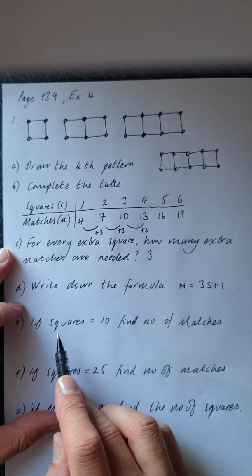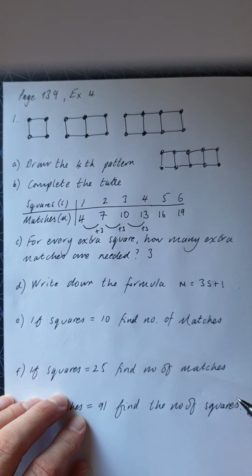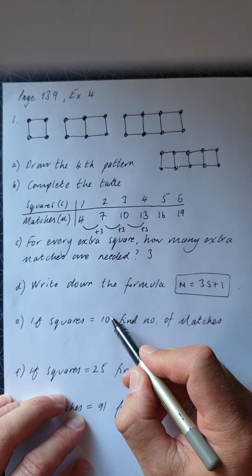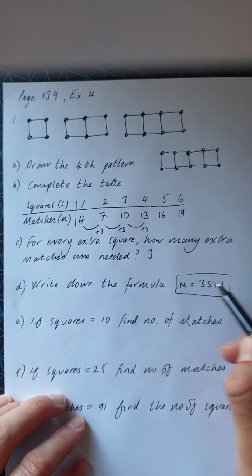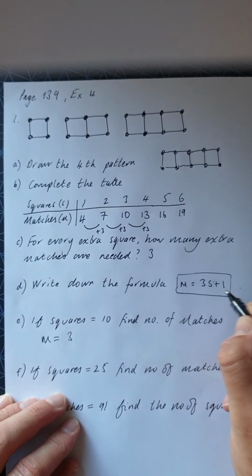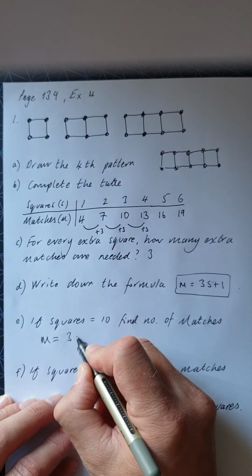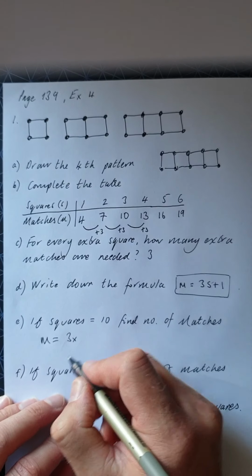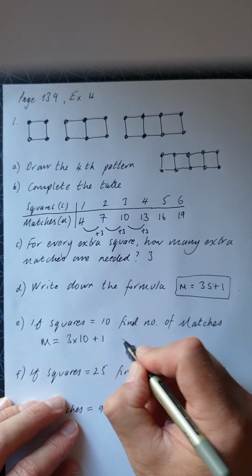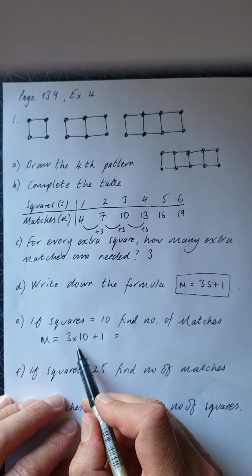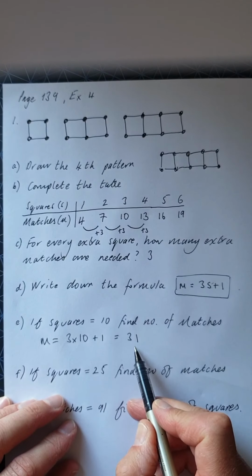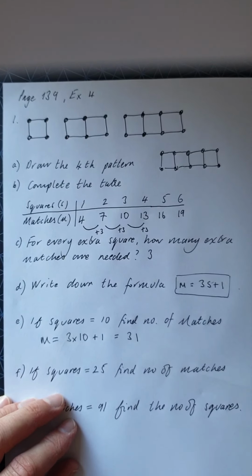Okay, the next bit, it says if you have 10 squares, how many matches do you need? Well, that's why we got the formula. We're being told that the number of squares is 10, so I replace S in my formula with 10. So we get M equals 3, and remember, if the number and the letter are right next to each other, they're multiplying each other, so 3S is 3 times S. So if we replace the S with 10, it becomes 3 times 10, add on 1. Doing that calculation, 3 times 10 is 30, add on 1 is 31. So if I had 10 squares, I would need 31 matches. So we can use the formula to answer some other questions.